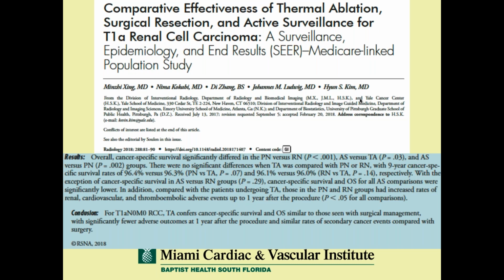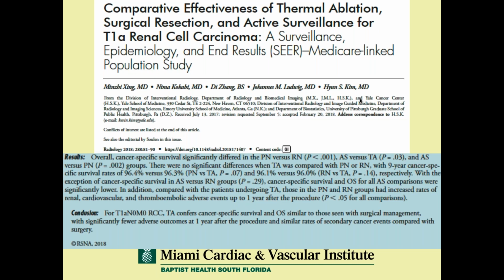And I think when they looked at this, with the exception of cancer-specific survival in active surveillance versus radical nephrectomy, cancer-specific survival and overall survival for all of the active surveillance comparisons was lower. So I think we can use surveillance, but surveillance may have a role particularly in very older patients or patients with limited lifespan. I think that's really important.